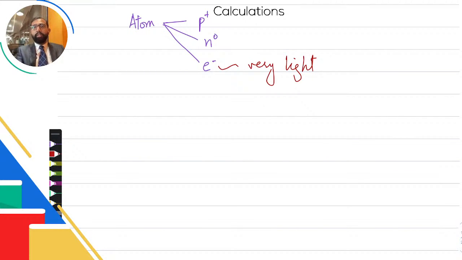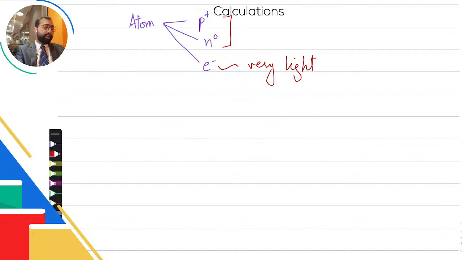It's really small. It's almost 1840, or some people say 1846. We don't really have a very exact number, but that many electrons to weigh equal to one proton. So the two things that matter as far as the mass is concerned are protons and neutrons.